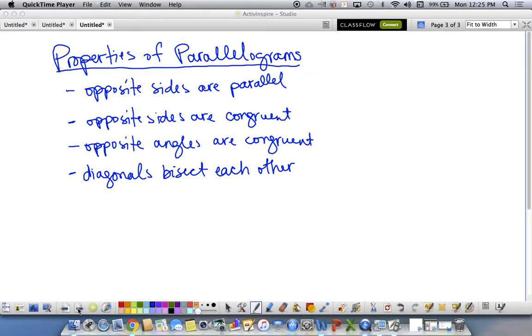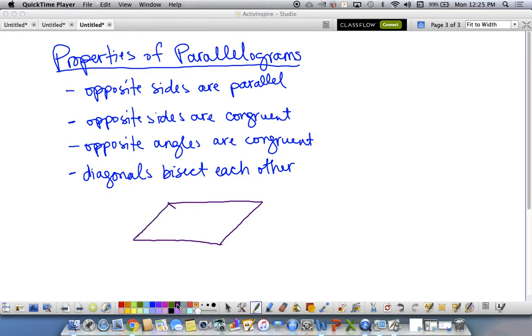Okay, but they don't bisect the angles of the parallelogram. Know that. That's only in a rhombus. What's special about a rhombus is that the diagonals bisect the angles. These do not. So these are our properties, what we get most of the time.